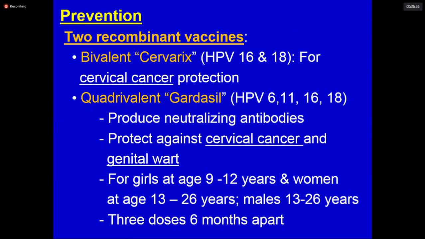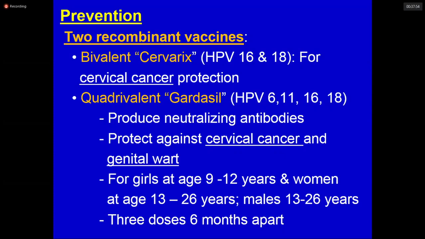Prevention. Most importantly, prevention of the HPV. We have two recombinant vaccines. Genetic engineering has played a big role in the production of vaccines. We have the bivalent vaccine and the quadrivalent, bivalent and quadrivalent. The bivalent, which is called Cervarix, covers HPV 16 and 18. Usually for cervical cancer protection, very important. The quadrivalent, which is called Gardasil, contains 6, 11, 16, and 18 genotypes. It produces neutralizing antibodies and protects against cervical cancer and genital warts.